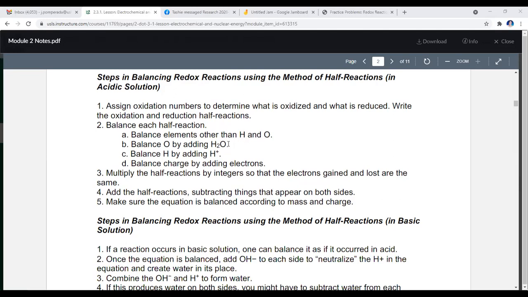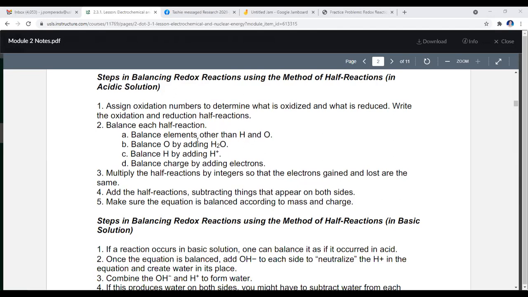Water. Now, problema naman eh, you added water in this side. So your water already contains not only oxygen but also hydrogen. So you will have a problem in this side again because it does not have hydrogen. How will you balance hydrogen? You balance hydrogen by adding H plus. You balance whatever hydrogen is lacking or missing in one side of the reaction by adding H plus.